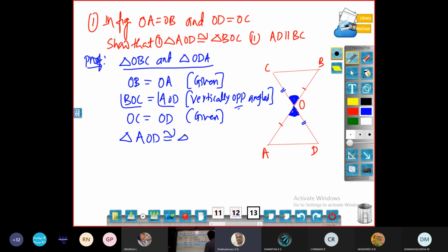So the corresponding parts you have to write in the same order. See, OA will coincide with what side? Which are the equal sides for OA? Sir, OB. That means A must coincide with B. So corresponding to A, I should write B only. Then O will coincide with O only. Then D is left out, so D will coincide with C. So therefore, we have to write in the same order: triangle AOD is congruent to triangle BOC. This one is the proof.